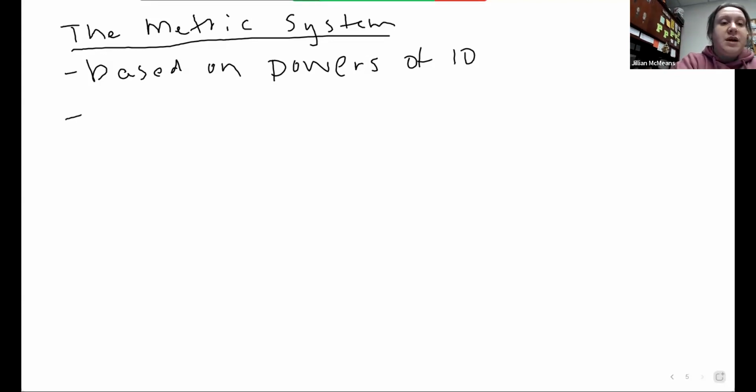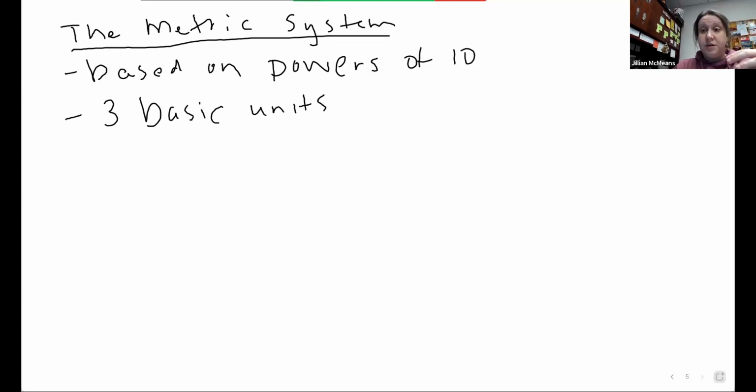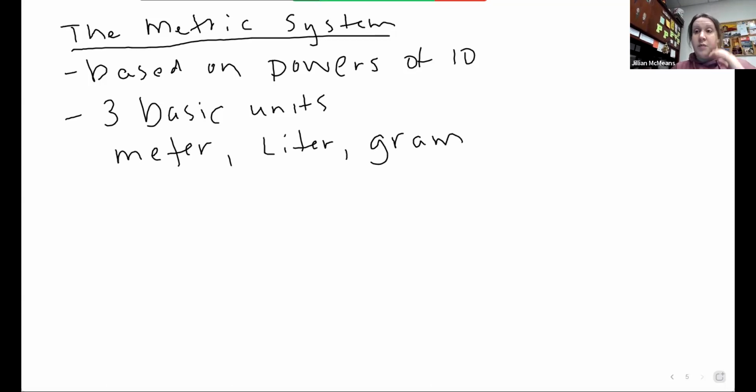Now, there are 3 basic units, okay? So when you're dealing with the metric system, for us, we have length, we have weight, we have capacity. So think like liquid measurements. For length, the basic unit is a meter. So that's what we're going to focus on in this video. When you're talking about capacity or liquid type measurements, you're dealing with the liter. And when you're talking about weight, you're talking about a gram. Okay, so basic units for the metric system: meter, liter, gram. Again, this video, we're going to focus on the meter.